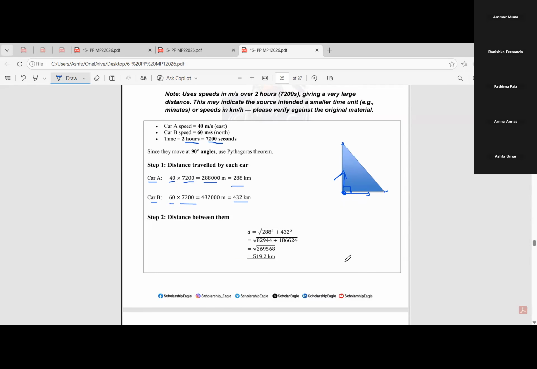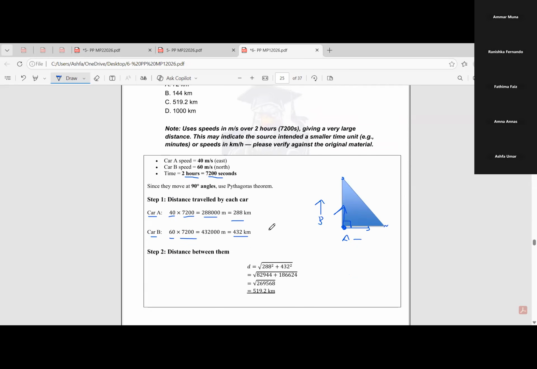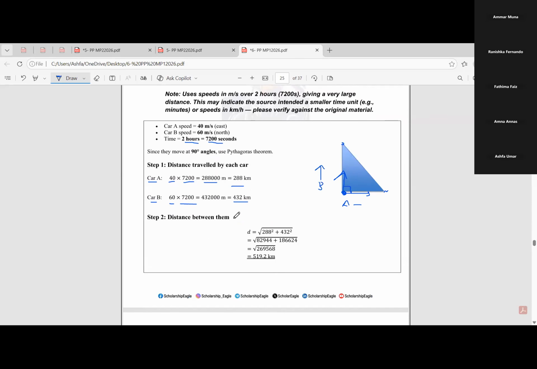As car A is on this way and car B is moving north, we can then use the Pythagoras theorem to find the distance between them. And then we get the answer.